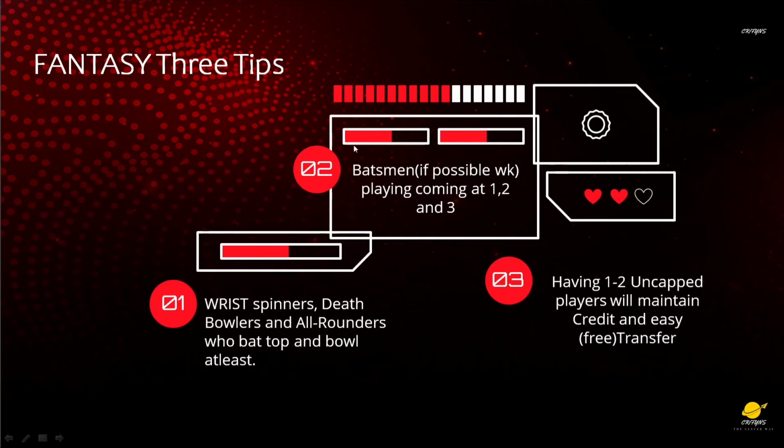Okay, so next, these are the 3 fantasy tips I'm giving now. You know that wrist spinners are going to be the wicket takers, and also the death bowlers, like Bolt in the end and Bolt in the power play. You should have all-rounders who can bat and bowl at least 2 or 3 overs. So it's going to be Ben Stokes, and in the absence of Jofra, he will be bowling 4 overs. So it is better to pick Stokes in your team. And next come batsmen who are opening, and also the wicket keepers who open. So that's what you have to do.